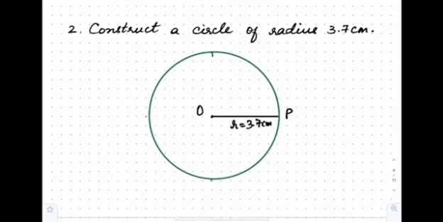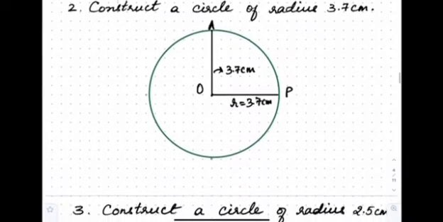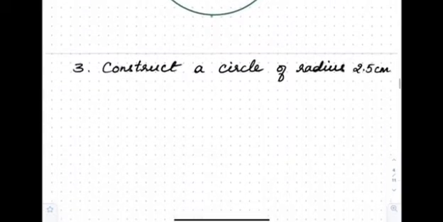Earlier we had drawn it from the bottom. Now you can draw it here. Check the measurement. This also will be 3.7 centimeters. Now children, I hope all of you have understood how a circle needs to be constructed. Shall we move on to the next problem?